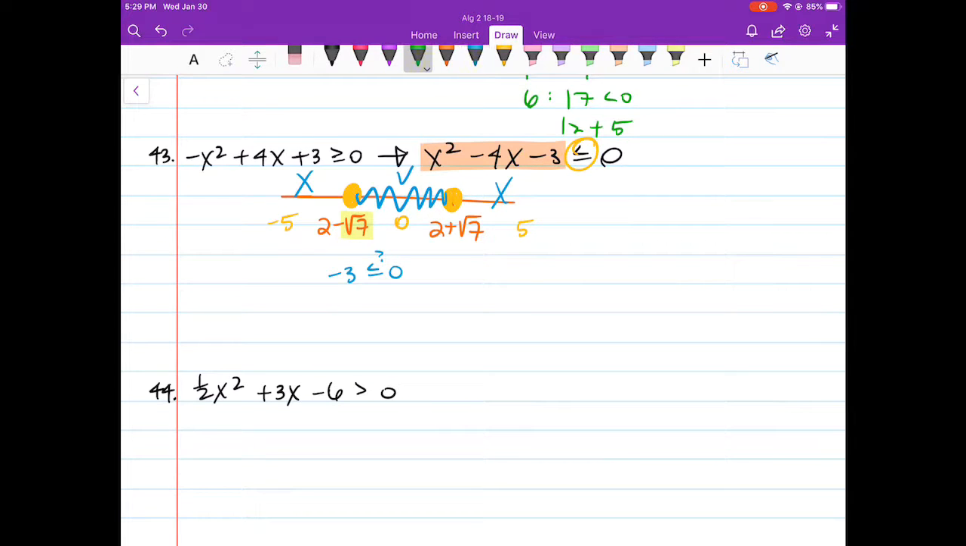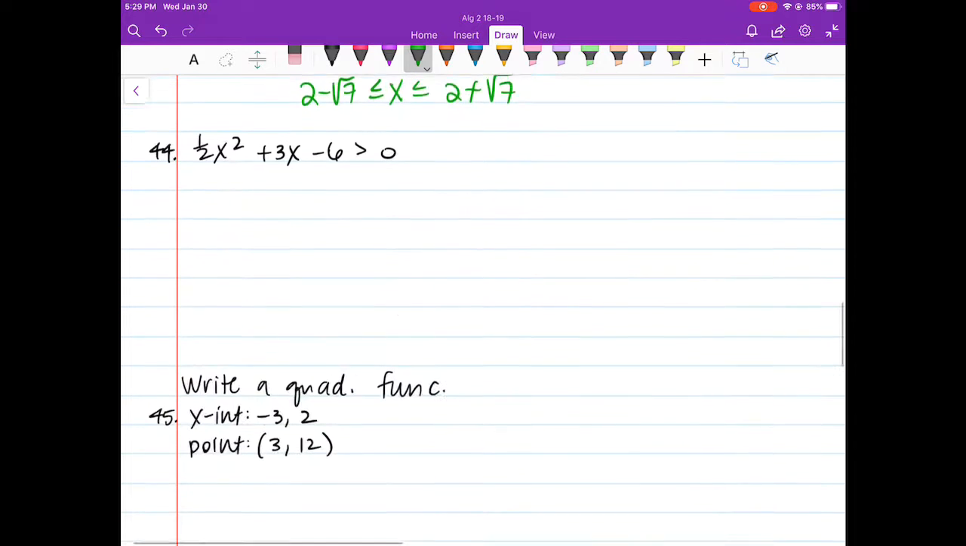So as we write our final answer in terms of an inequality, we'll find that we only want the x's that are between 2 minus radical 7 and 2 plus radical 7. Again, less than or equal to because of the inequality symbol they originally gave me.